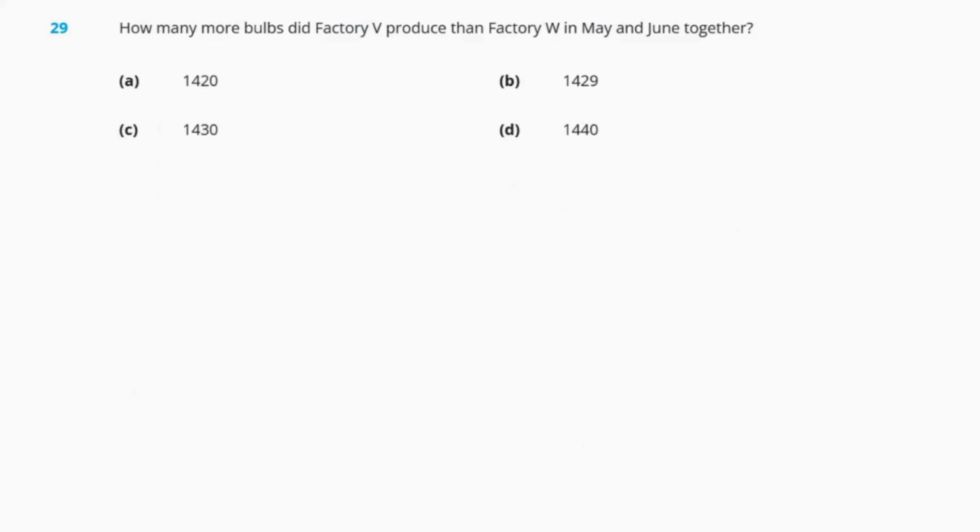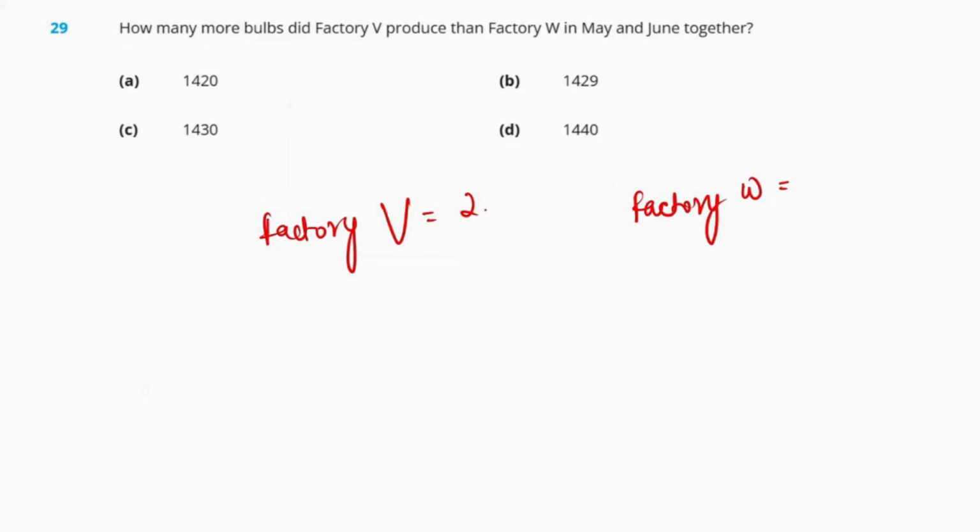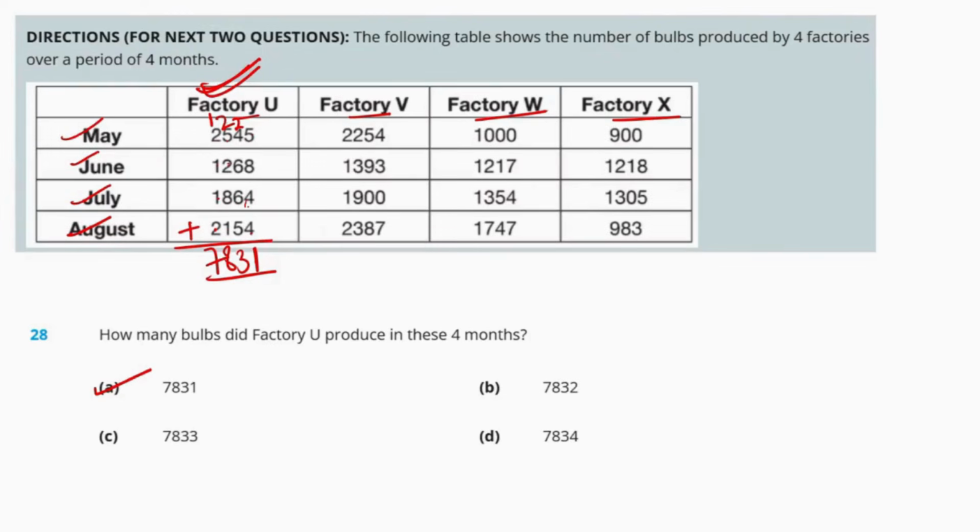Now, next question is, how many more bulbs did factory V produce than factory W in May and June together? So for this question, we have to find the total of factory V and factory W for the months of May and June, right? So first of all, let's talk about factory V. In the month of May, it was this, sorry, 2254, and for the month of June it is 1393, right?